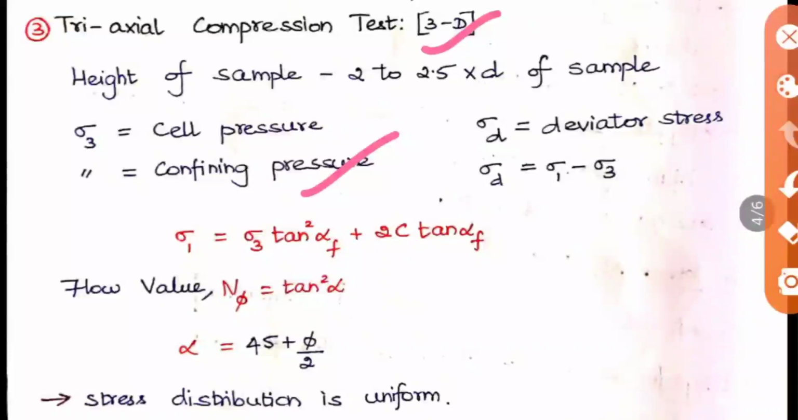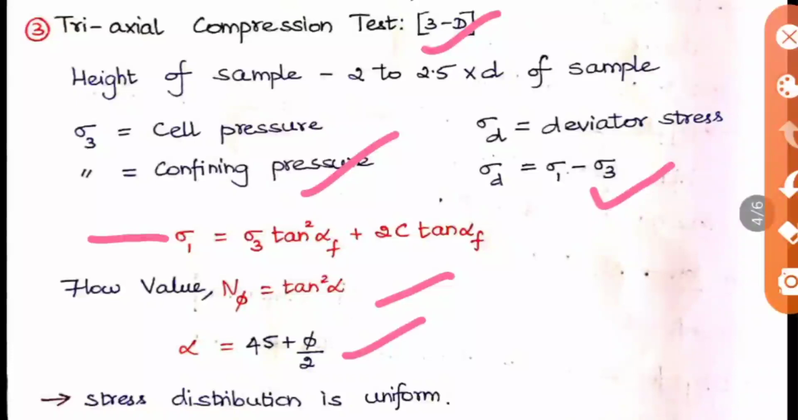And another stress we are taking here is the deviator stress, that is nothing but the difference between the major principal stress and the minor principal stress. So here the formula for the major principal stress is given as sigma 1 is equal to sigma 3 tan square alpha f plus 2c tan alpha f, and the flow value is given as N phi is equal to tan square alpha, where alpha is equal to 45 plus phi by 2.